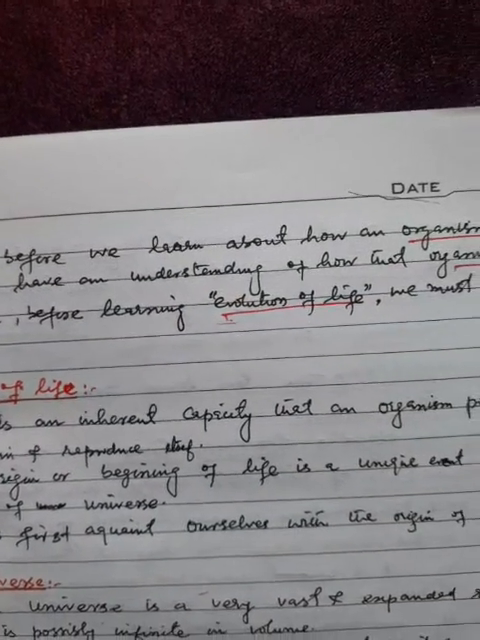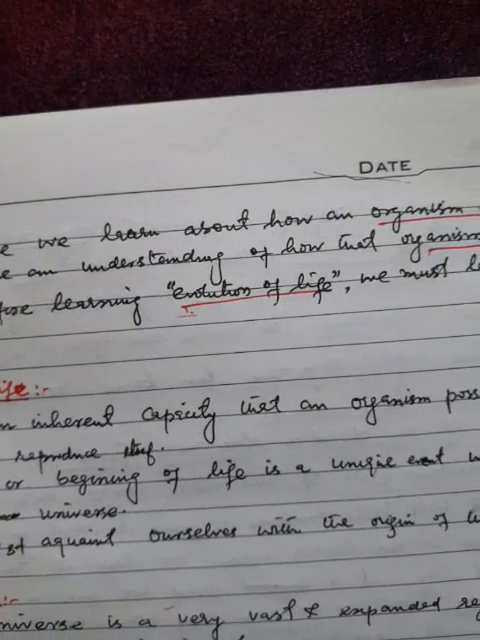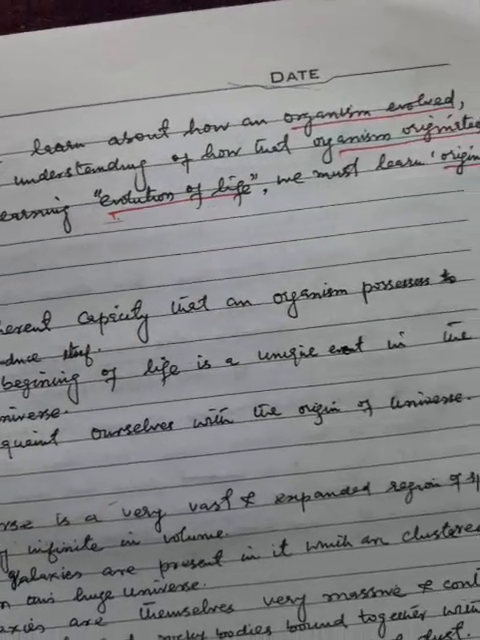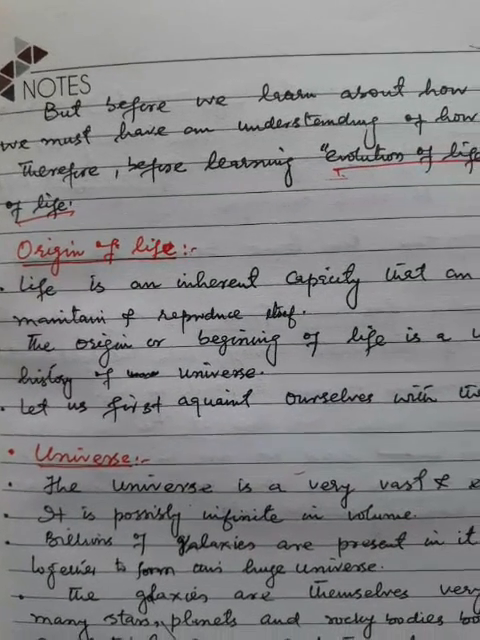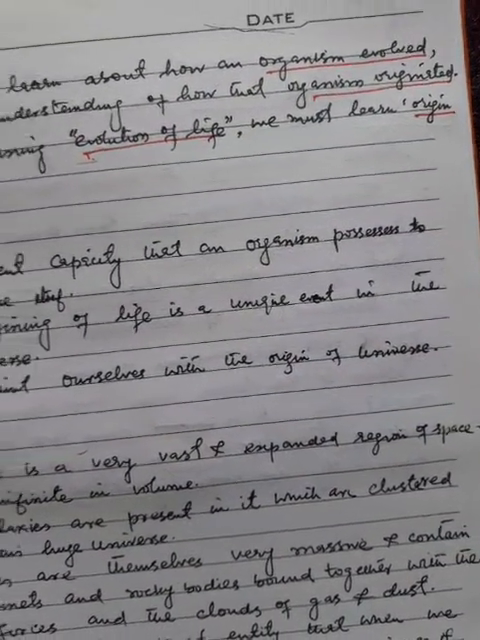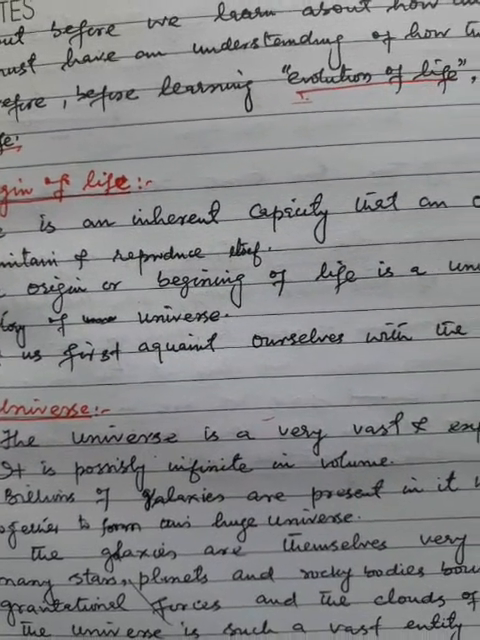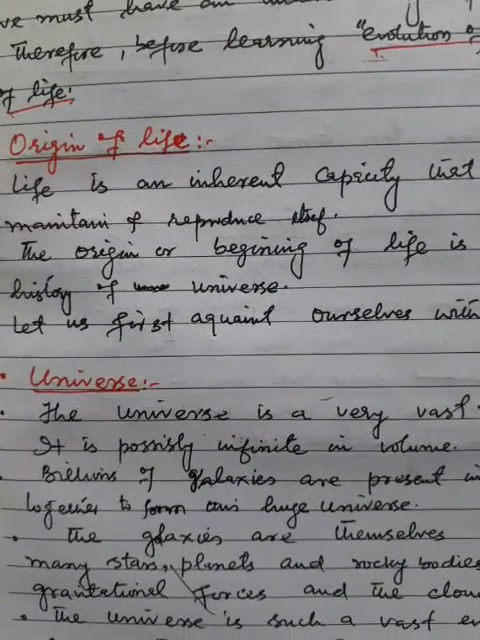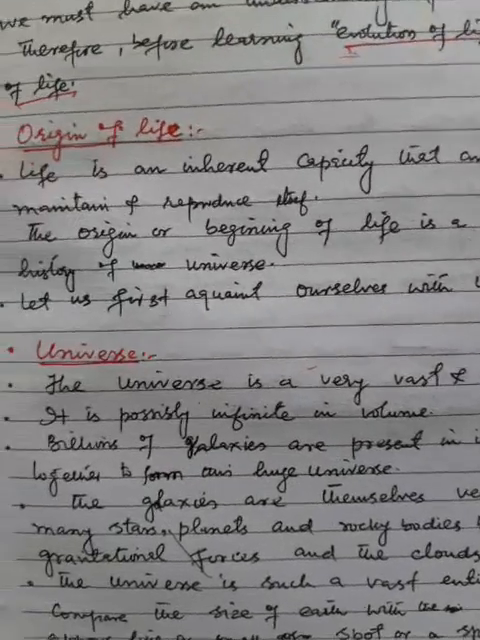But before we learn about how an organism evolved, we must have an understanding of how that organism originated. Therefore, before learning evolution of life, we must learn origin of life. Origin of life. Life is an inherent capacity that an organism possesses to maintain and reproduce itself. The origin or beginning of life is a unique event in the history of the universe. Let us first acquaint ourselves with the origin of the universe.